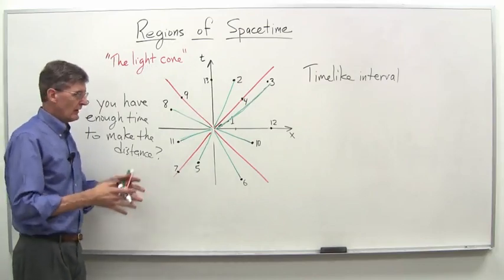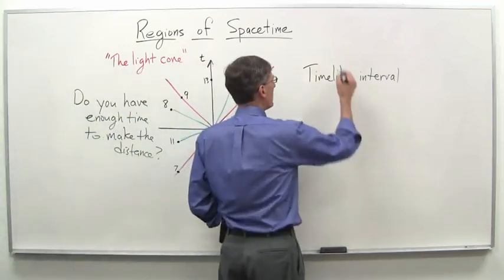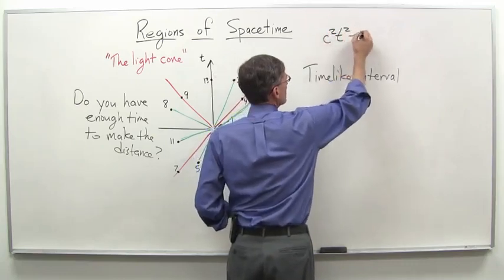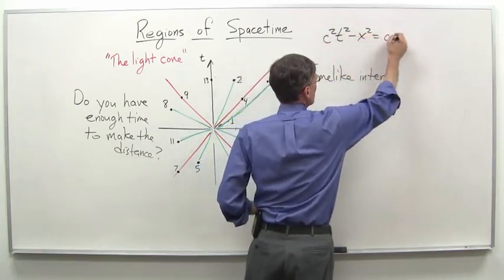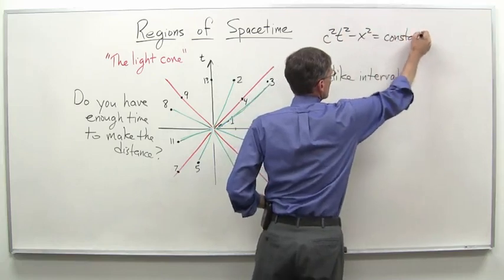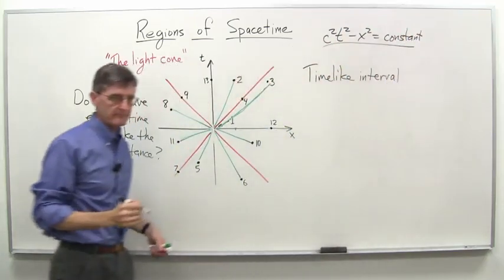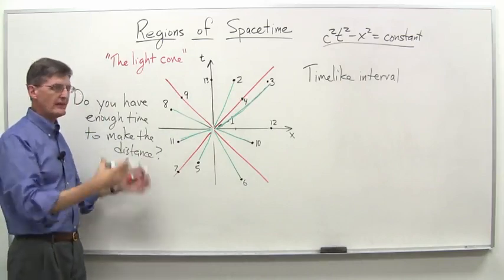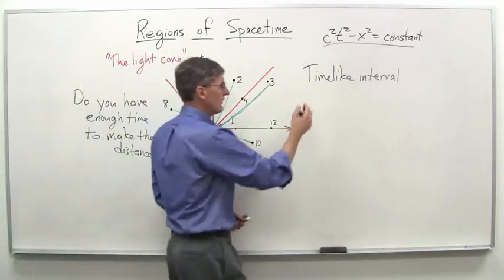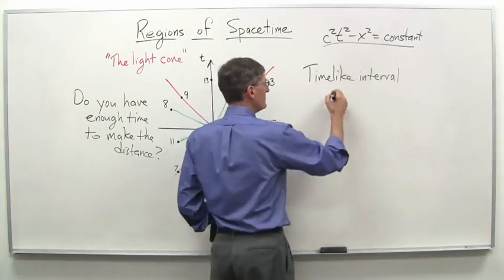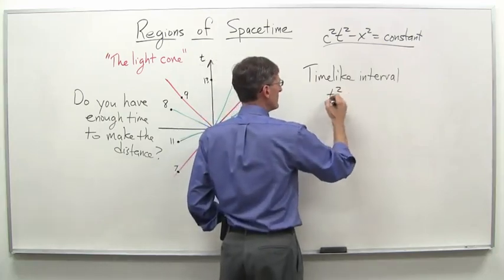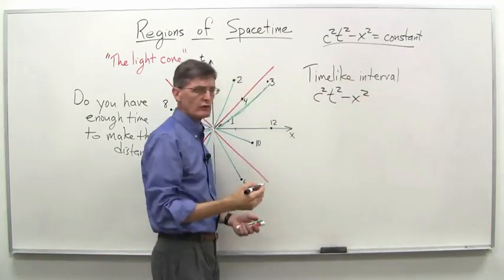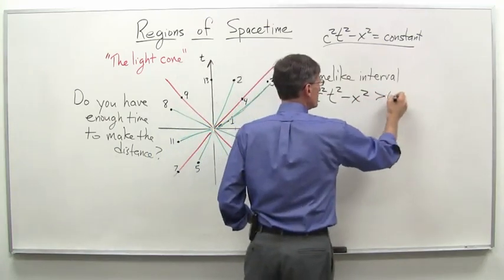Okay, and remember our invariant interval equation? c squared t squared minus x squared equals a constant. We're not going to try to prove this rigorously, we're just going to state it. If you have a time-like interval, this invariant interval, c squared t squared minus x squared, turns out to be greater than 0.